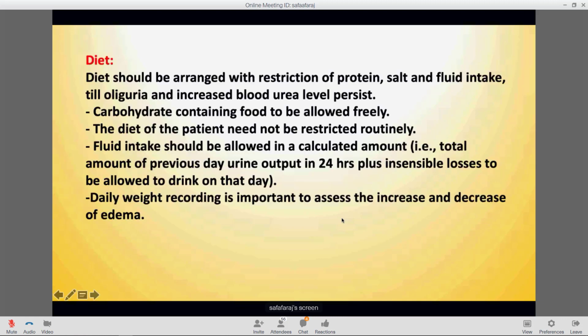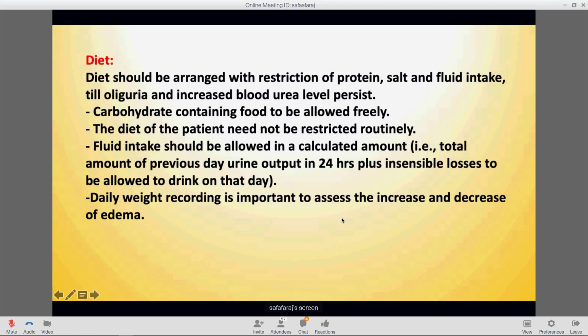Diet should be arranged with restriction of protein, which is important, and restriction of salt and fluid intake while oliguria and increased blood urea level persist. Carbohydrate-containing food is allowed freely. The diet of the patient need not be restricted routinely, especially in pediatric age. Restriction of the diet in pediatric age is difficult. Fluid intake should be allowed in a calculated amount.